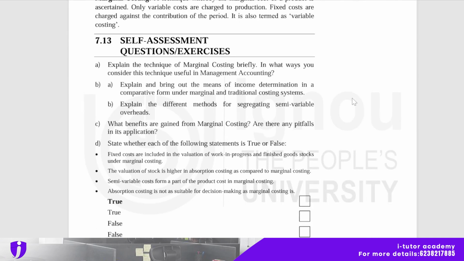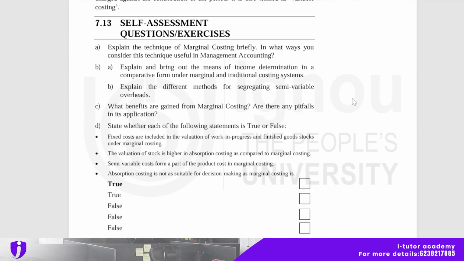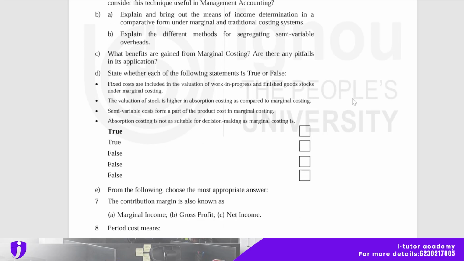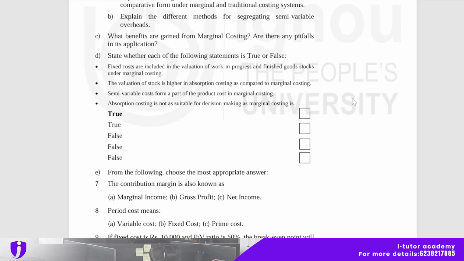And self-assessment questions are also here. Explain the technique of marginal costing briefly. In what ways do you consider this technique useful in management accounting? And next, also explain and bring out the means of income determination in a comparative form under marginal and traditional costing systems. Explain the different methods for segregating semi-variable overheads and what benefits are gained from marginal costing. Are there any pitfalls in its application?